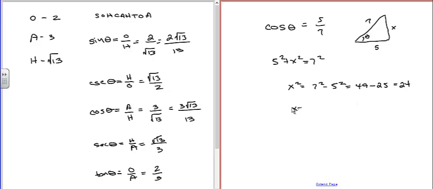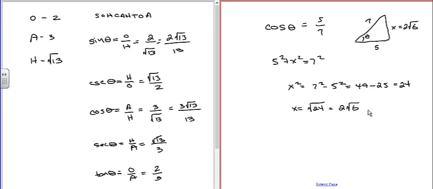So x equals the square root of 24, and we could say that's 2 times the square root of 6. So, 24 is 4 times 6, the square root of 4 is 2, so you could put it in that form. So now we've got all three sides again.